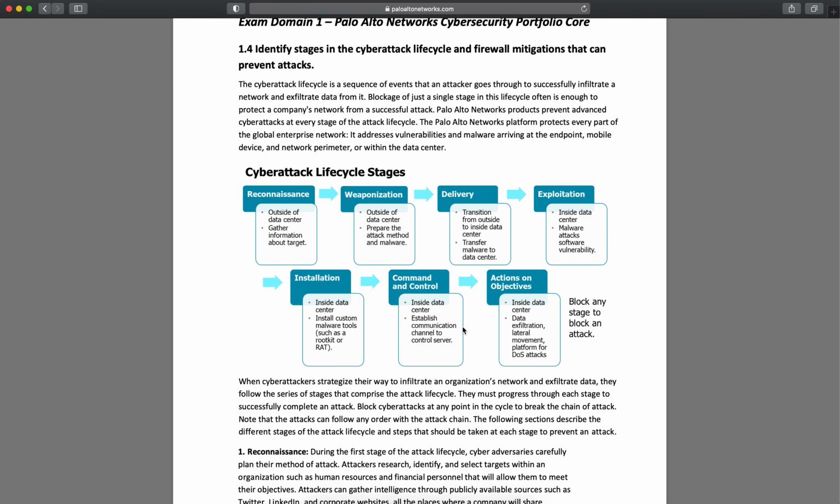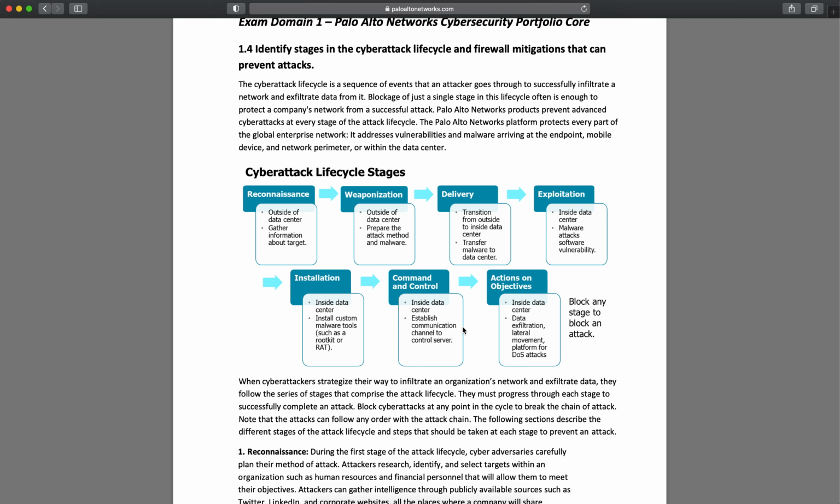The exploitation is where they're actually deploying an exploit against the vulnerable software. This happens inside the network, inside they say the data center. I would just say inside the network somewhere. And this is where that malware attacks the software vulnerability. Installation. This is where some sort of malware tool is installed, such as a rootkit or remote access tool. This kind of gets whatever application actually on the machine that's going to give those attackers whatever information they need.